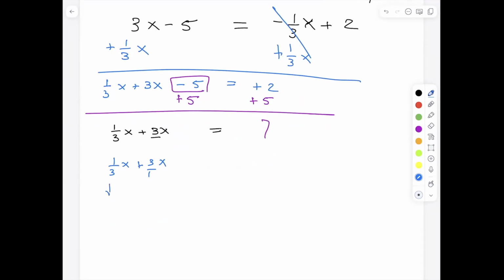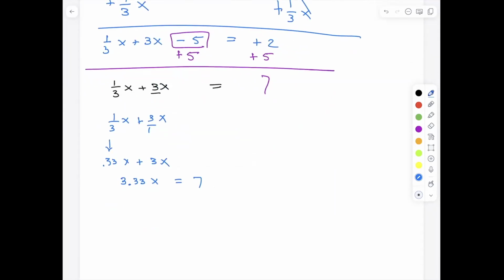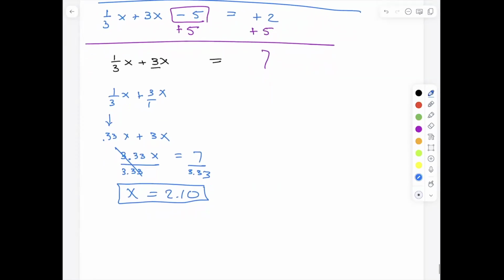Well, this is going to become 0.3333x plus 3x. Now, I just changed the fraction, right? So this is going to become 3.33x is equal to 7. So what do I have to do here? I have to divide by 3.33 on both sides, and now this cancels out. x is equal to 7 divided by 3.33, and I get 2.10. Because I got a decimal, it doesn't look that good.